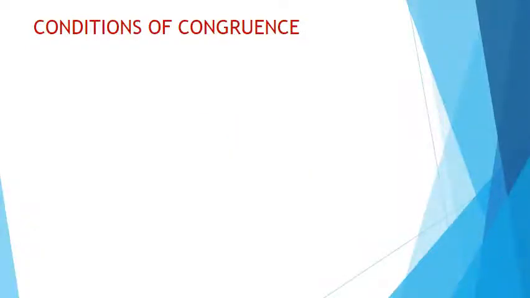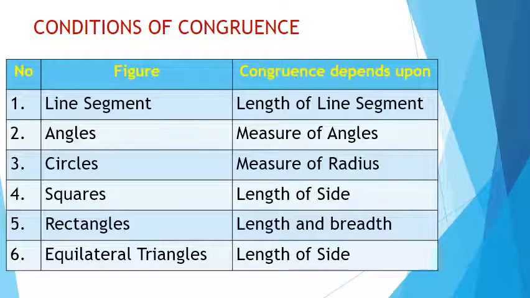Now we can see the conditions of congruence. We have studied different plane figures, line segments, etc. Then what are the conditions we can conclude over here? First one, line segment. How can we say that two line segments are congruent? If their lengths are equal. Congruence depends upon the length of the line segment. If the lengths of line segments are equal, then the line segments are said to be congruent.